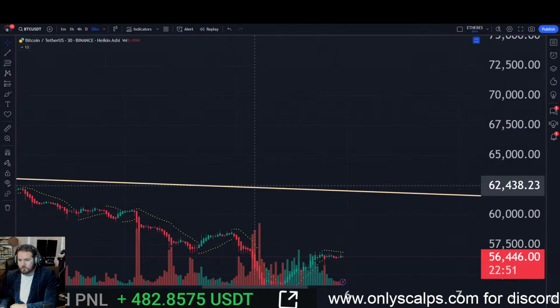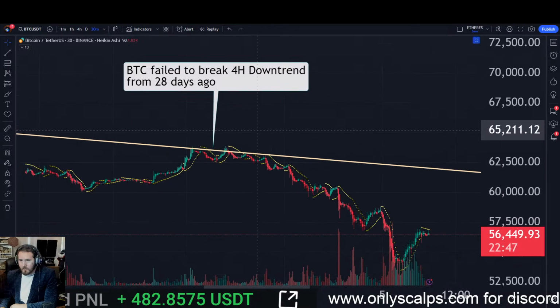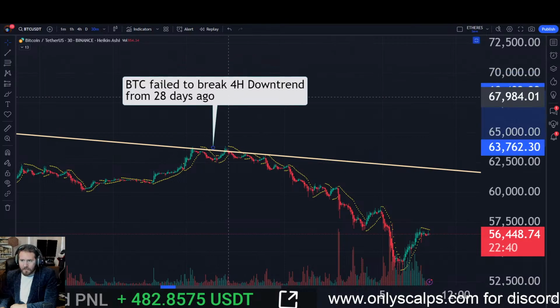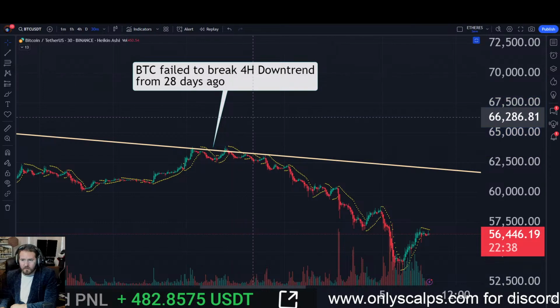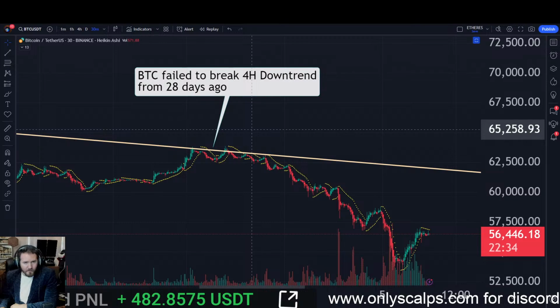All right, so I'm going to go over here. In our lesson on July 1st, our very first lesson, I mentioned to you guys that Bitcoin failed to break the 4-day downtrend, and this was from 28 days ago. By failing to break the 4-hour downtrend, it was still in a bearish pattern.